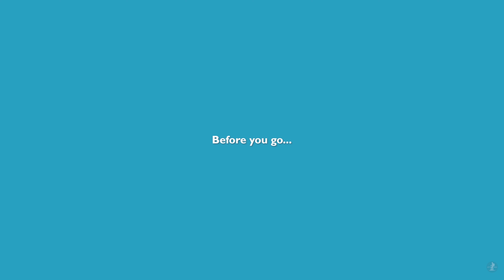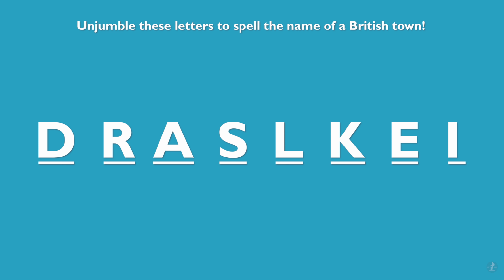Oh, and before you go, see if you can solve one more thing for me. These jumbled up letters should spell the name of a town somewhere in Britain. So have a go at putting them back together into the right order. And then remember to come back next week for the answer to the anagram.